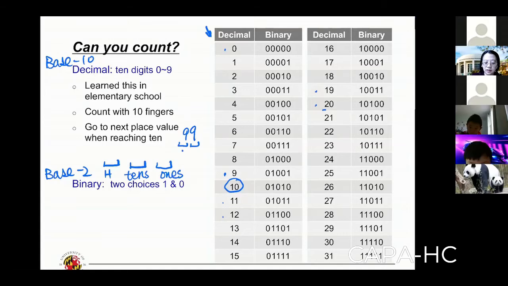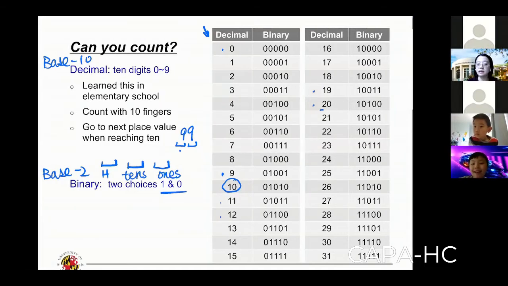In binary, we have just two choices, 0 and 1. But the counting strategies are actually the same. So what we are going to do is start again with our loose items, 0 and 1. So you can see this translation is quite easy.